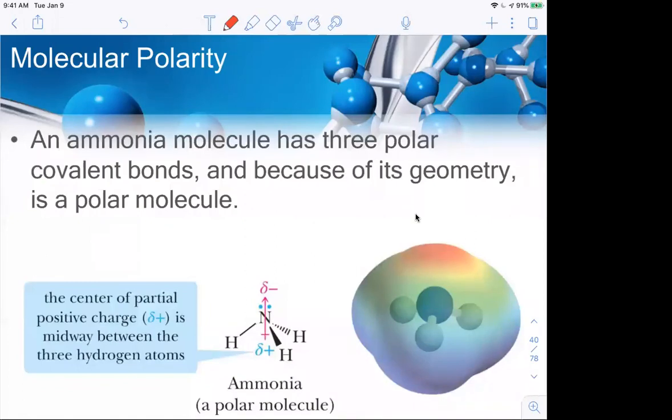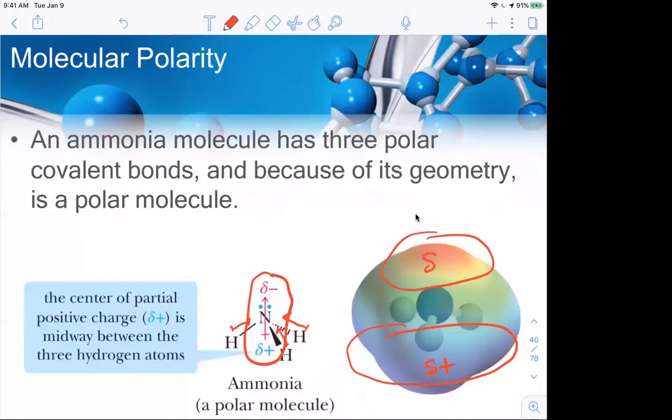Ammonia molecule, again, this is trigonal pyramidal. So even though I have all these individual dipoles pointing up towards the more electronegative nitrogen, this is my resultant, and this whole area of this molecule is going to be the partial positive, and this whole area of the molecule is going to be the partial negative. So the center of partial positive charge is actually midway between those three hydrogen atoms at the base of that pyramid.